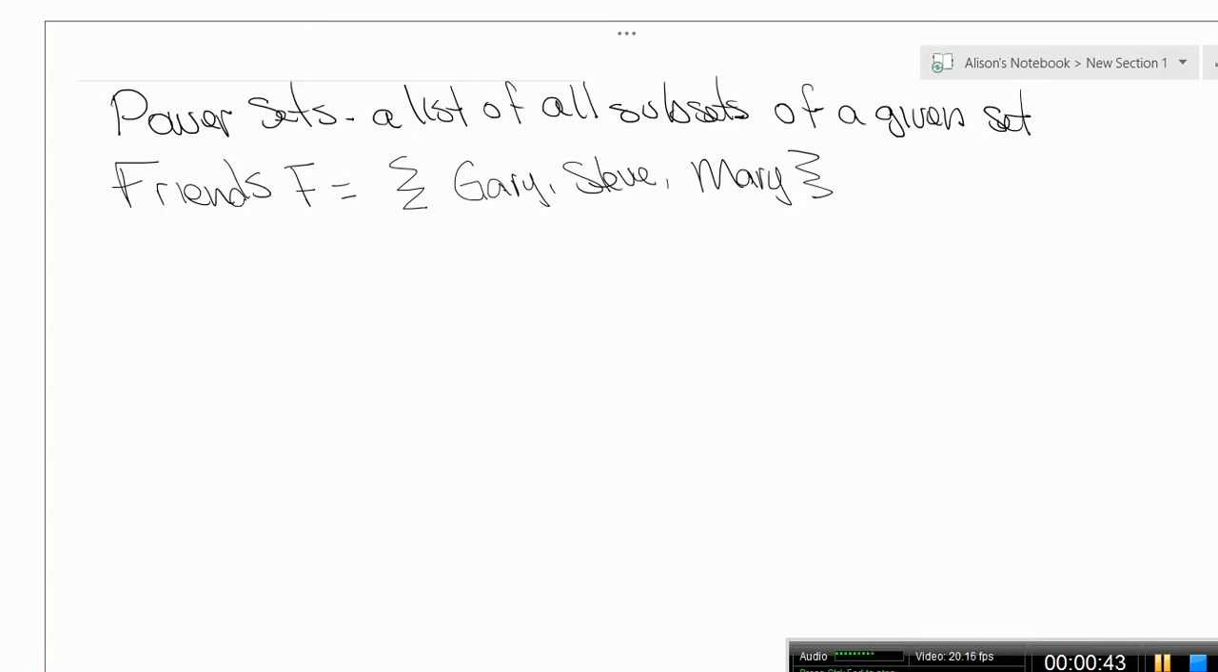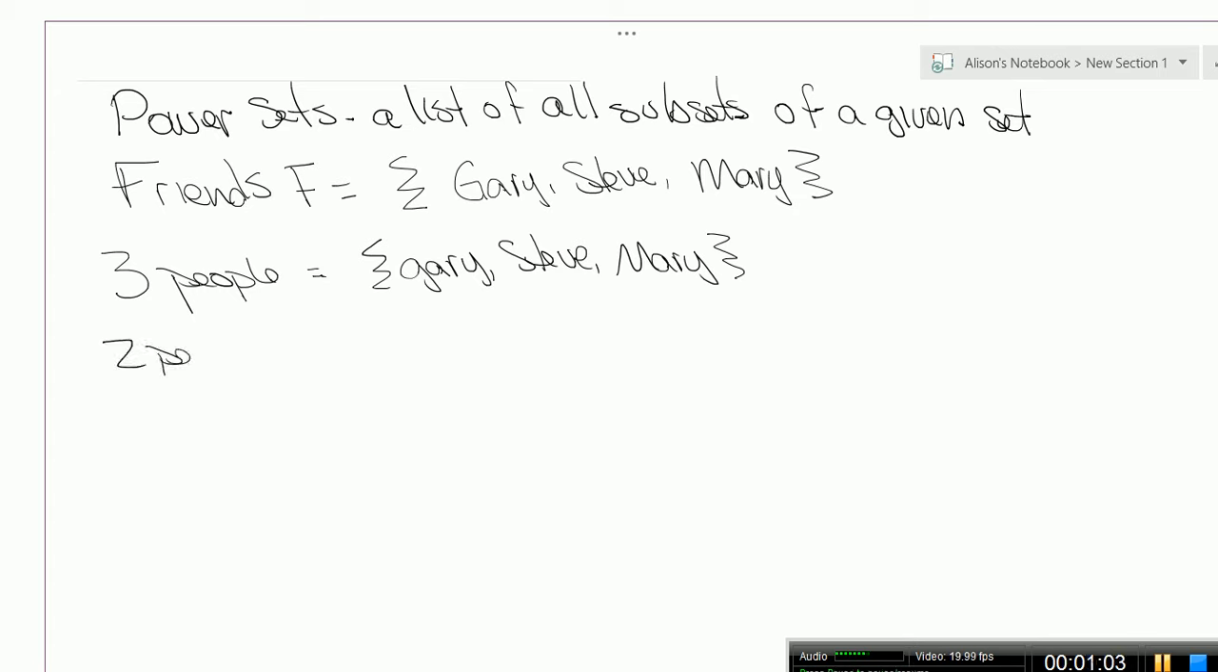And if I were to do this in an organized manner, I would start with a group of 3 people. And so if I group them by 3, I would come up with a set that contains Gary, Steve, and Mary. That would be one way to group them, or one subset. Another way that I could do that is I could group them by 2 people.